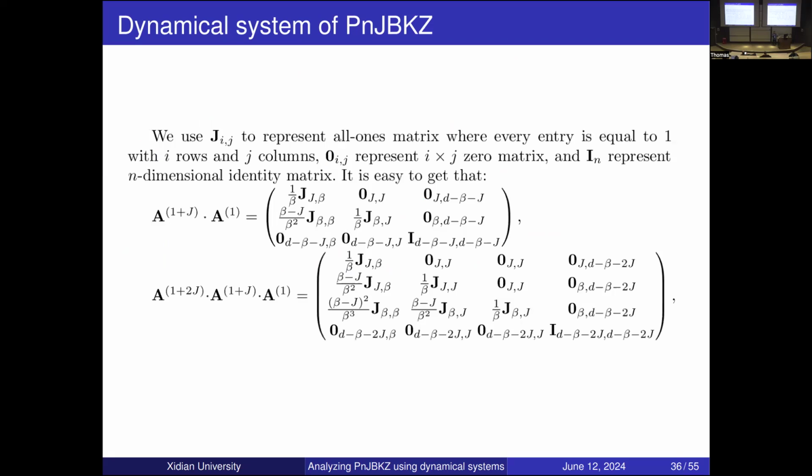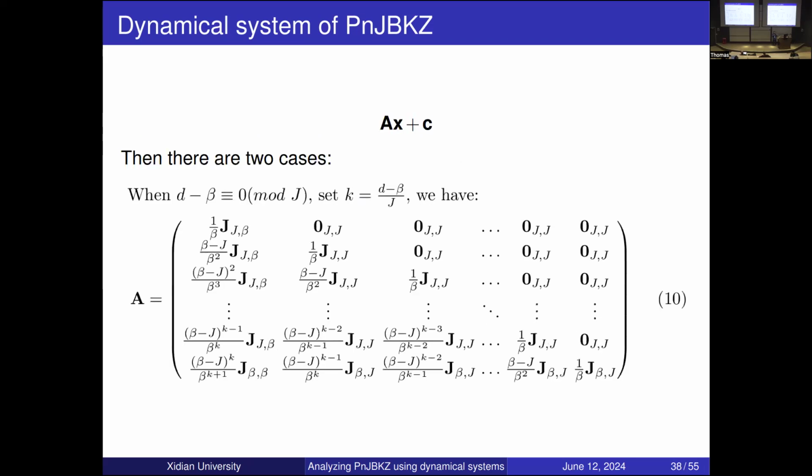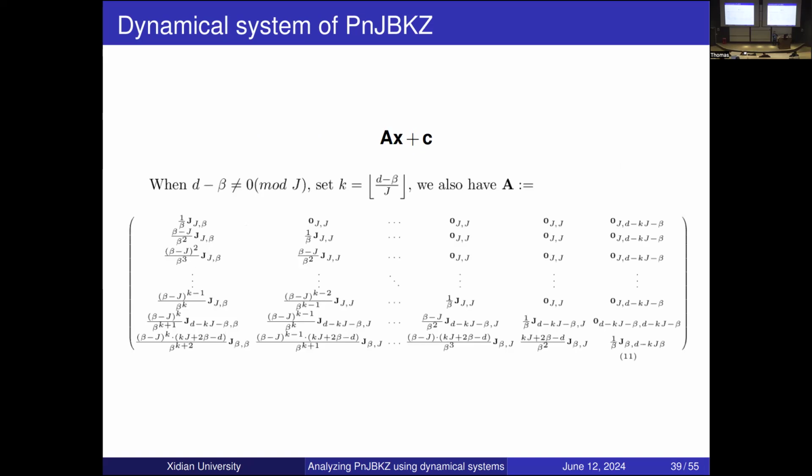It's easy to calculate this matrix product with the first two or three matrices A_i multiplied to each other. If we set the J matrix to represent the matrix with every entry equal to 0, the 0 matrix is the zero matrix, and the I matrix represents the identity matrix, we get this result, and we can inductively calculate the matrix product of k different matrices A_i multiplied to each other. It equals this value. So lastly we got the form of the dynamic system of PNG-BKZ. It has two different cases, according to the parameters of PNG-BKZ: the dimension d, the block size beta, and the jump value j. When d minus beta equals 0 mod j, we get matrix A as this value. And when d minus beta is not equal to 0 mod j, we get matrix A equal to this value.